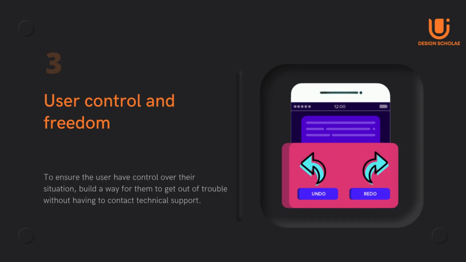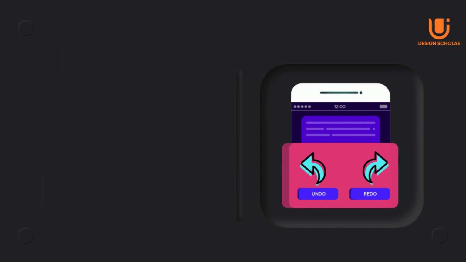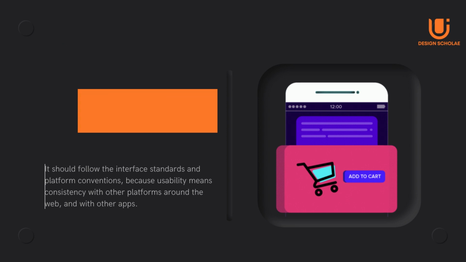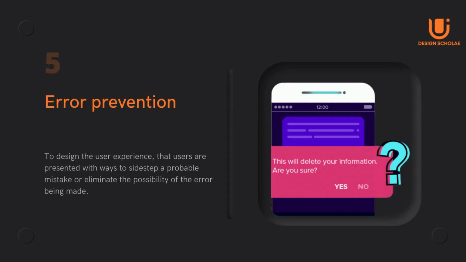The third one is user control and freedom. To ensure the user has control over their situation, build a way for them to get out of trouble without having to contact technical support. Fourth one is consistency and standards. It should follow the interface standards and platform conventions because usability means consistency with other platforms around the web and the other applications. Fifth one is error prevention.